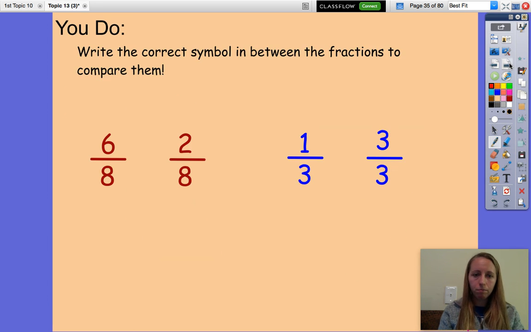All right, last one. Here we have 6/8 and 2/8. We need to write the correct symbol in between. Denominators are the same, so let's look at our numerators. Is 6 or 2 greater? 6 is greater, so the alligator is going to eat the bigger number. And over here we have 1/3 and 3/3. Remember, you can think about food. Would you rather have 1/3 of a chocolate chip cookie or 3/3 of a chocolate chip cookie? I would definitely rather have 3/3 or the whole thing, right? So the symbol will face that way.